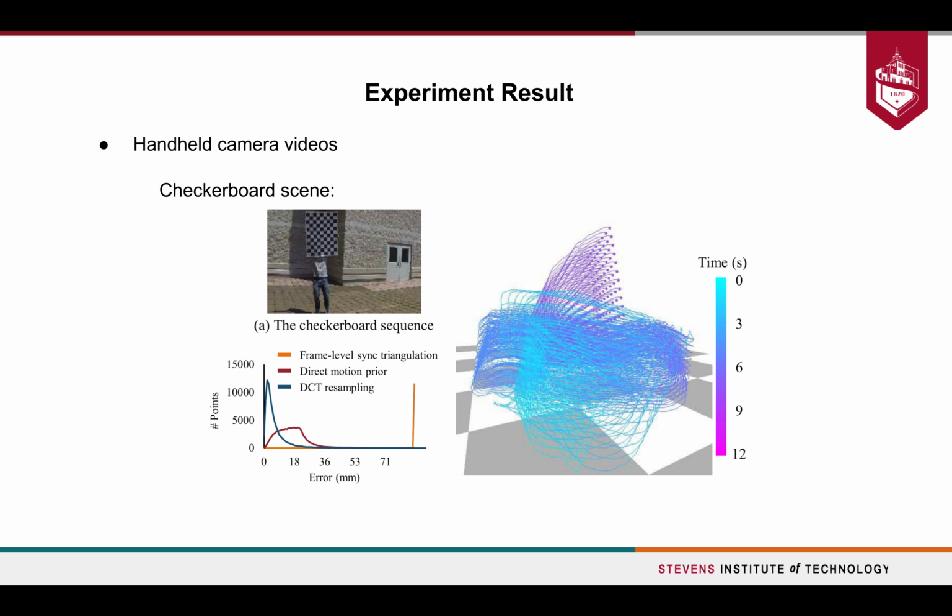Here he does some experiments on the handheld cameras and shows the reconstruction error. This is a checkerboard. He recognized all those black parts and tries to reconstruct those points. And you can see the frame levels. For triangulation, the error is concentrated on this error more than 71, and for the DCT, the error is concentrated on lower values.